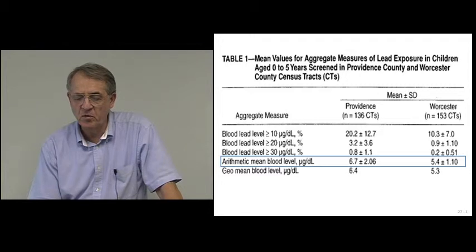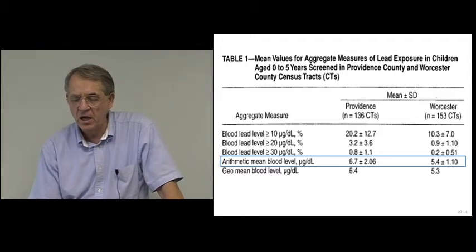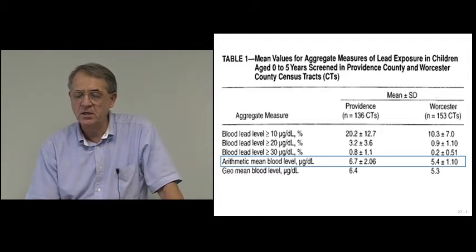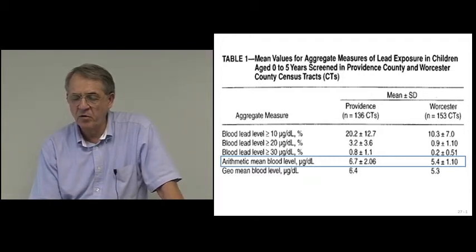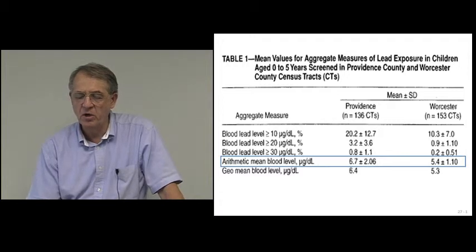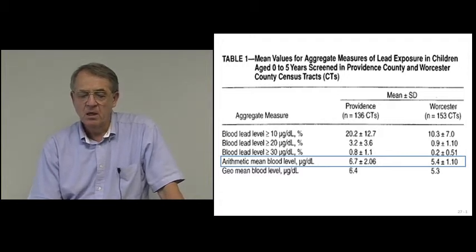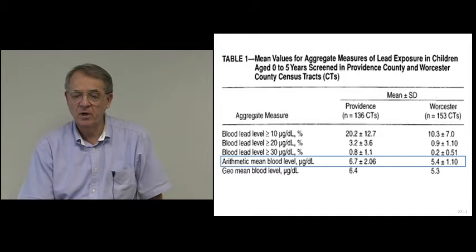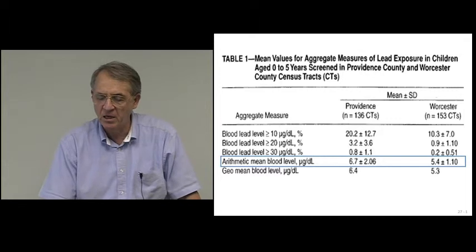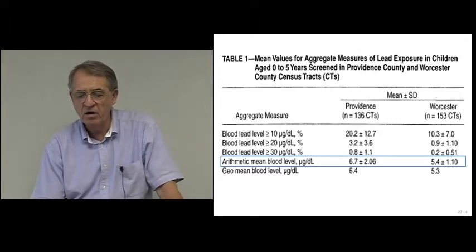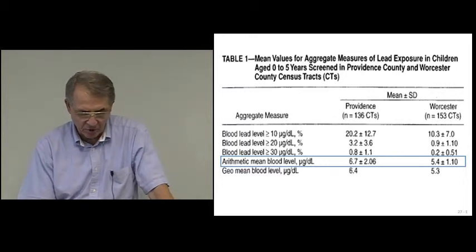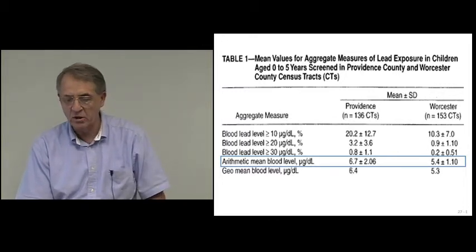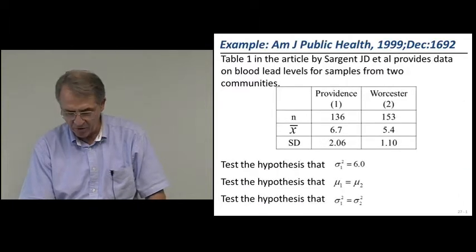But 6.7 is the mean for Providence, and it says that 2.06 is the standard deviation, and we have for the other county 5.4 with a standard deviation of 1.01. Now I've just repeated this information in the table on this slide, and there are 3 things that I would like for you to work through and just to do on your own. I won't walk through them with you.